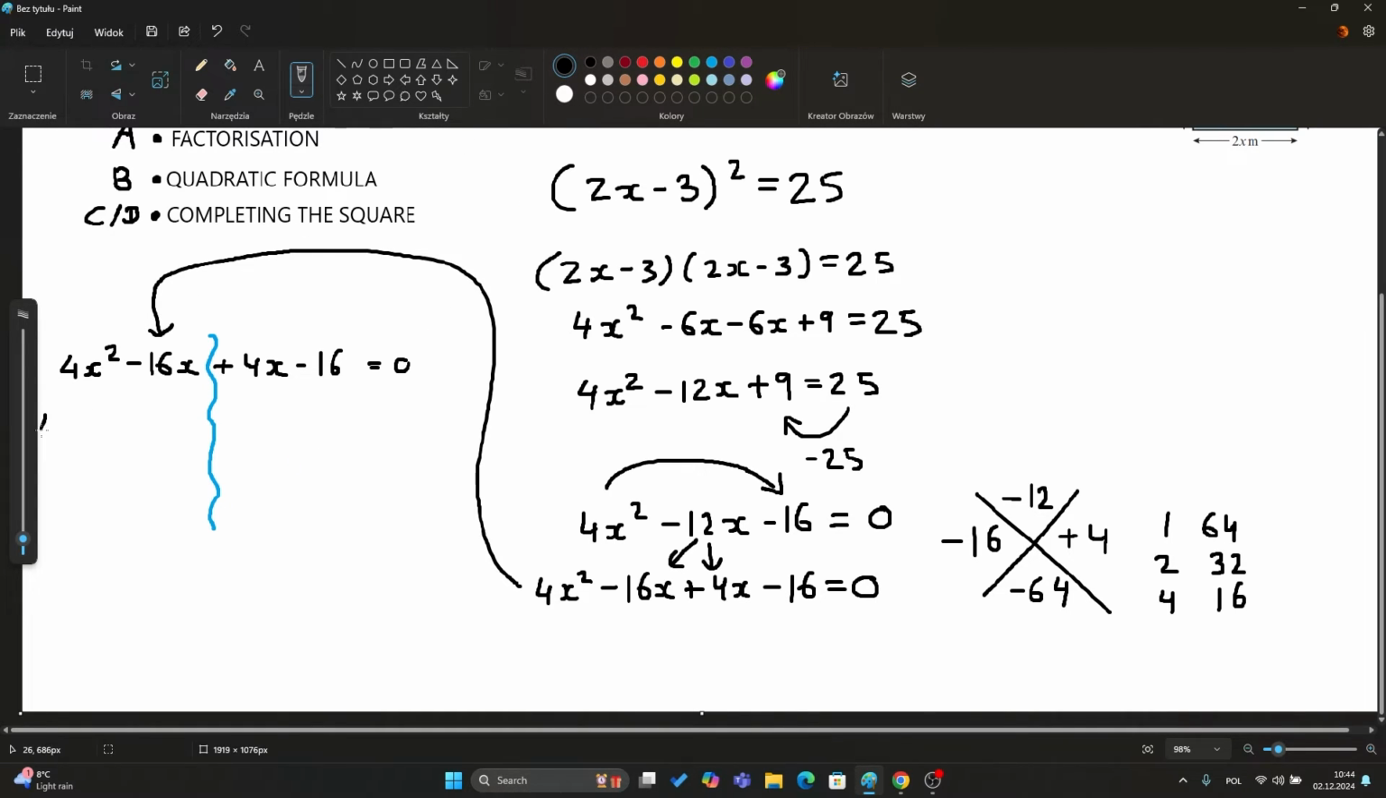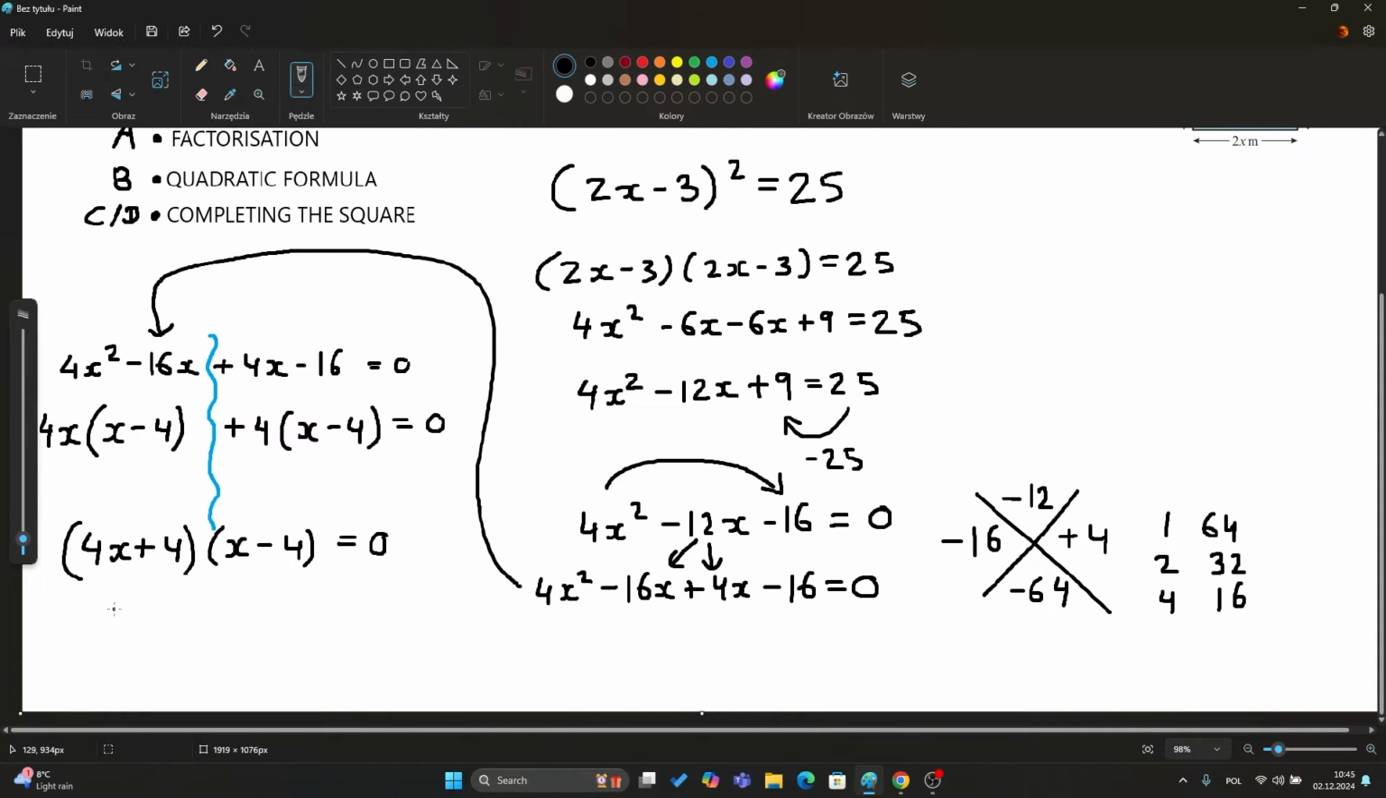So 4x is the common factor of 4x squared minus 16x, so that is x minus 4. And now we do the common factor here as well, which is 4, so x minus 4 in the bracket. And now this equals 4x plus 4 and x minus 4 equal to 0.